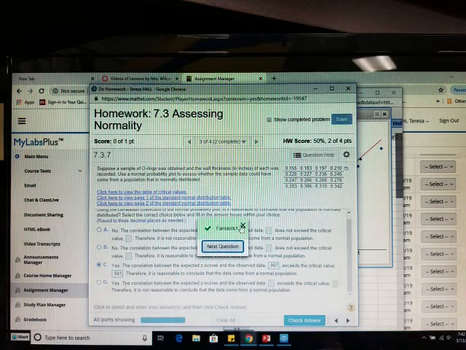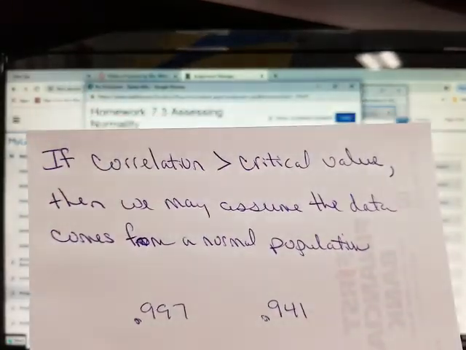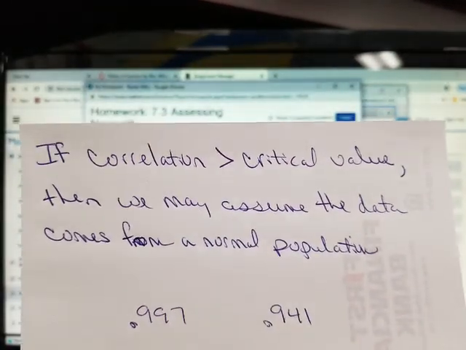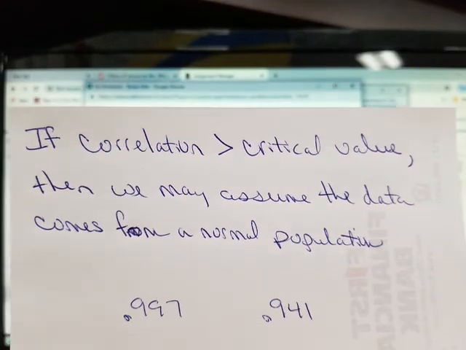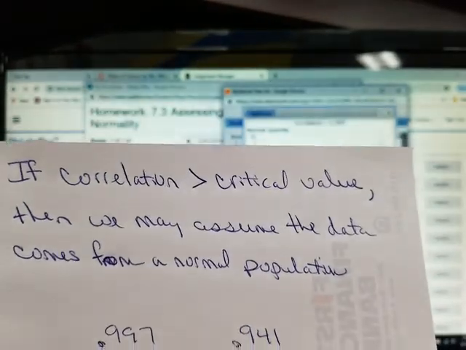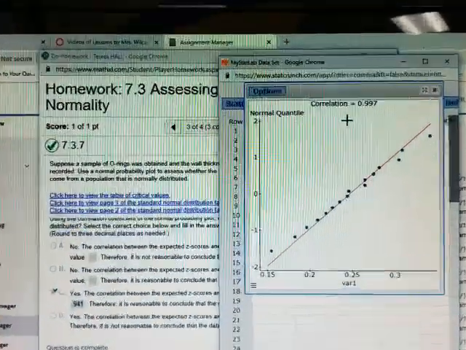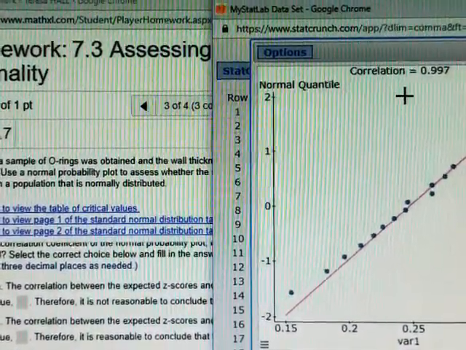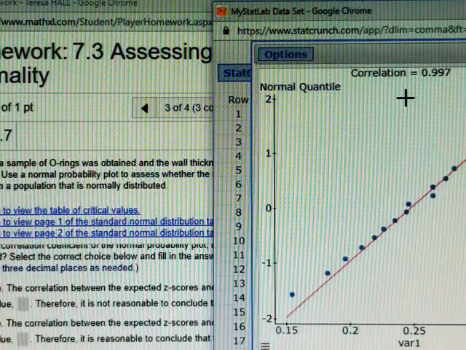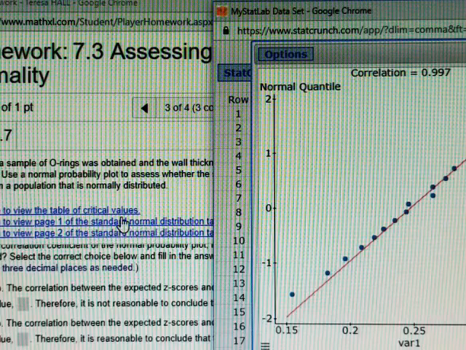And that was finished then. So again, provided that the correlation is greater than the critical value, then you may assume the data comes from a normal population. The correlation comes from the graph. And when you look at your graph, guys, it says it right there, correlation, on the top of my graph. So there's no doubt as to which one was your correlation. And then your critical value actually comes from the table. And that table says critical value right here.